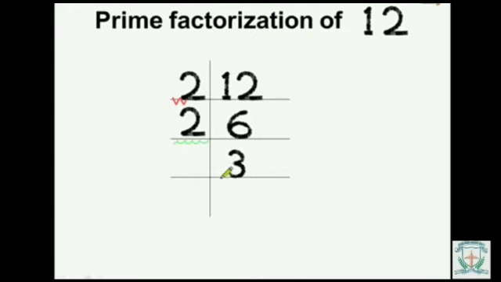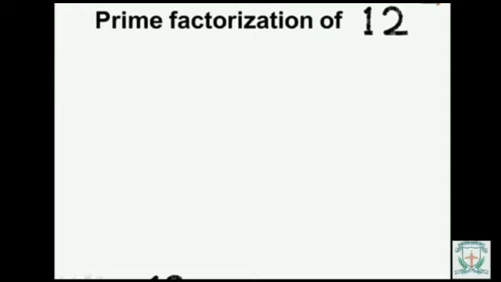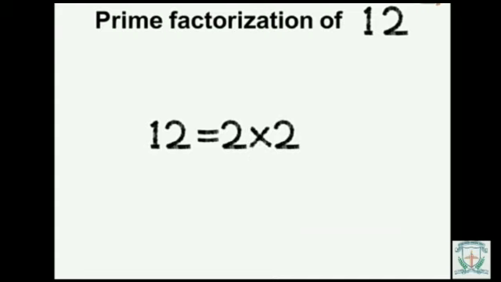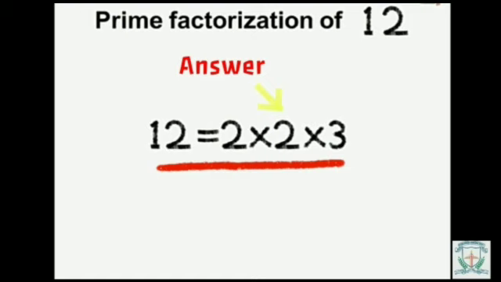Now we can see that 3 is a prime number, hence 3 is divisible by 3 itself, which gives 1 as a quotient. So here we did the prime factorization of 12 and all the divisors are prime numbers. Thus, prime factorization of 12 is equal to 2 multiplied by 2 multiplied by 3. So this is the prime factorization of 12.